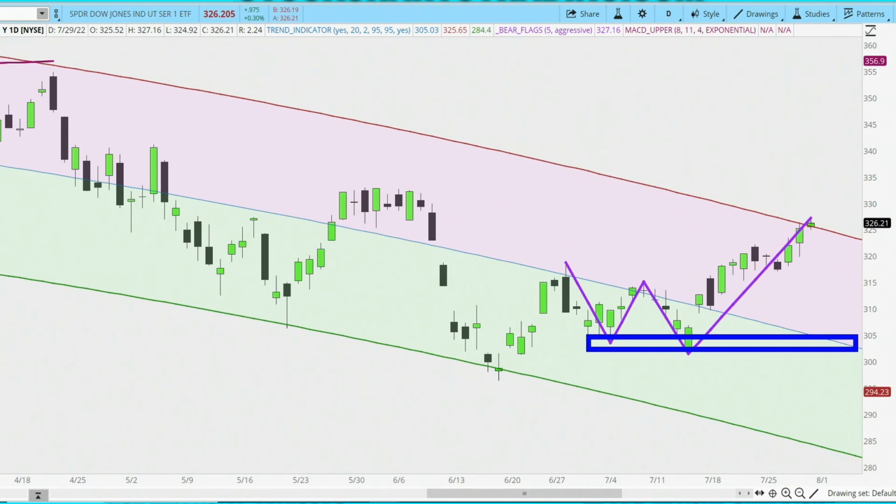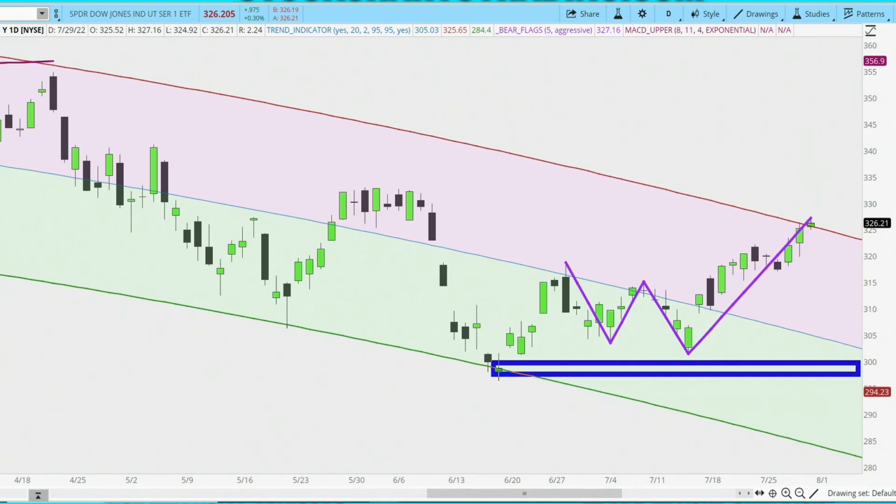I think 305 would be a great profit target on DIA. And you'd have to evaluate how much more money you'd make if it really went down to $300 versus 305. Some things to consider. Is the extra profit worth this $5 move?